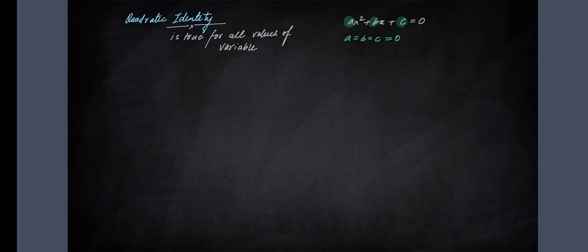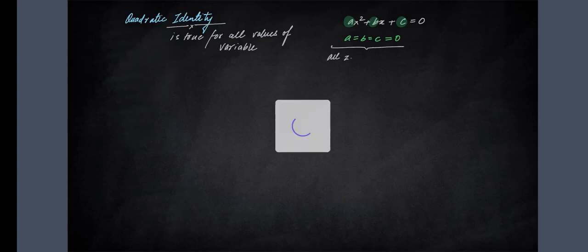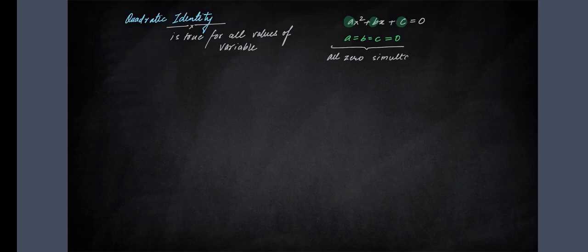So if a question asks for what values of some parameter other than x this quadratic equation is true for every value of x, that means a, b and c. One thing to remember, which people get wrong later on, is that they should be all 0 simultaneously. It should not be that you make one of them 0 and not the other, that will not work. They should be all 0 simultaneously.